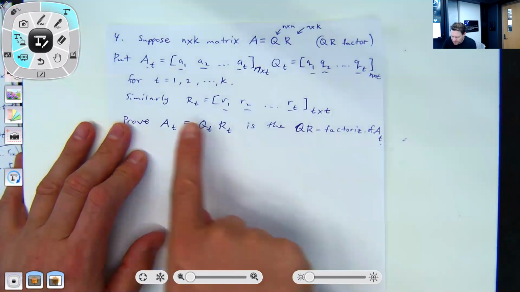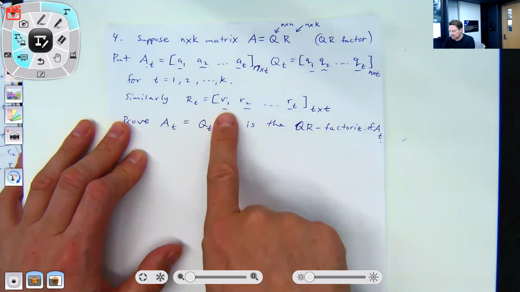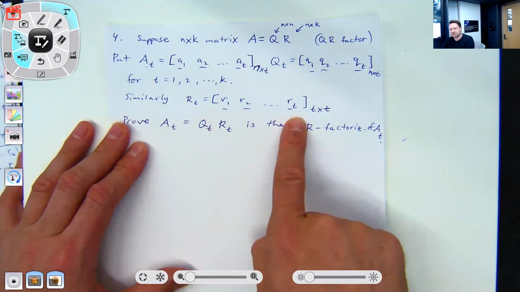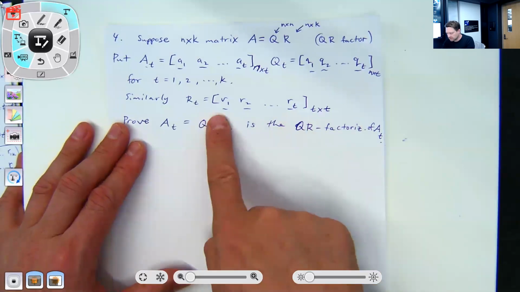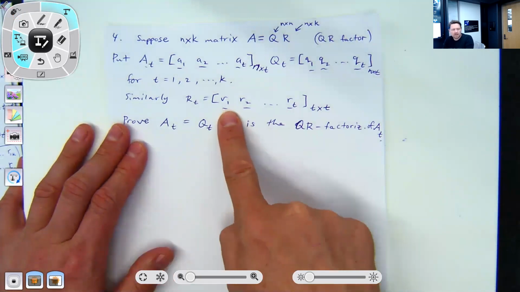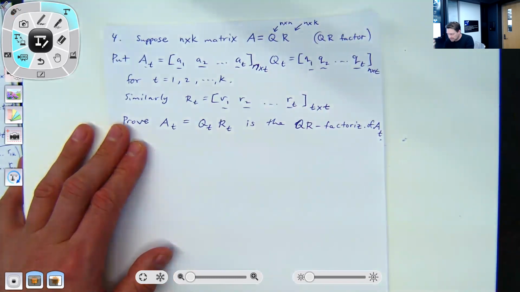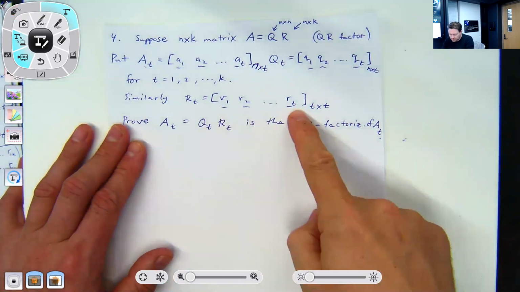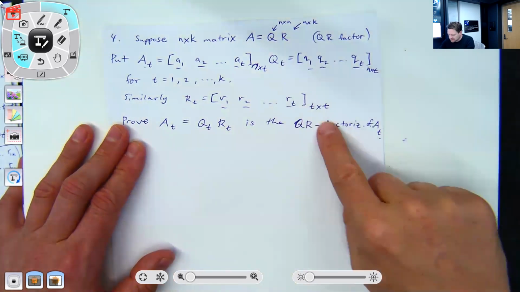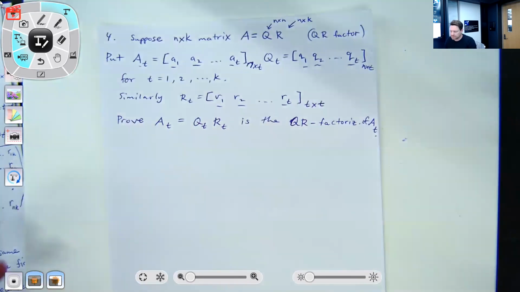Okay, similarly, but slightly different, we'll put R subscript T to be the first T columns of R, but truncated so that they have length T, all right? So the column vectors are possibly somewhat shorter than in the original matrix R. And this will be a T by T matrix, so this one is square, all right? And I'll give you a visual of this soon so that you can fully digest all of these definitions.